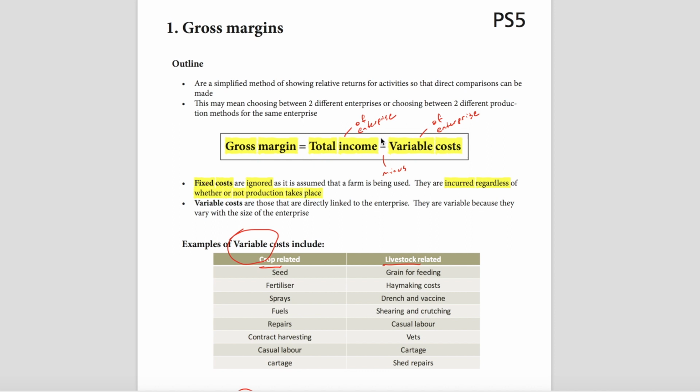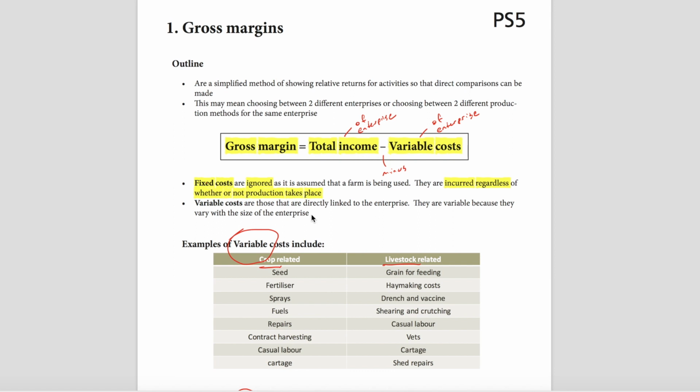So basically, the thing you need to remember for gross margins is that the equation for a gross margin is the total income of that enterprise minus the variable costs of that enterprise. In short, the variable costs are things that are directly linked to the enterprise that you're doing. And they are variable because they vary with the size of the enterprise. So if I am growing cotton, or if I'm breeding beef cattle, then the things that I have to pay for and spend because I'm doing that thing are variable costs.